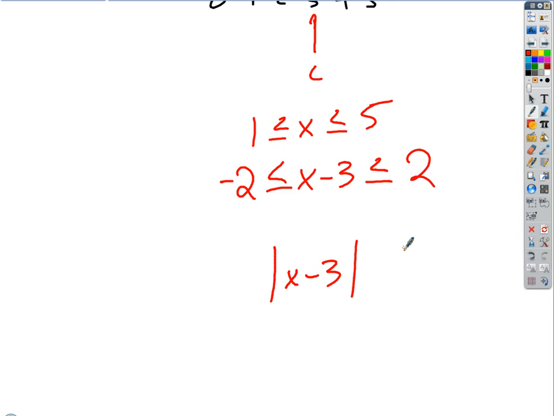The absolute value of x minus 3, if x were 4, what would that value be? 1. If x were 5, what would it be? 2. What if x were 2? It'd be 1 still, wouldn't it? What if x were 1? Right? And so that's keeping this distance. This is like saying the distance between x and 3 has to swing between -2 and 2, but because we've got those absolute value bars there now, I can just write it that way, because it's going to make it always positive, isn't it?